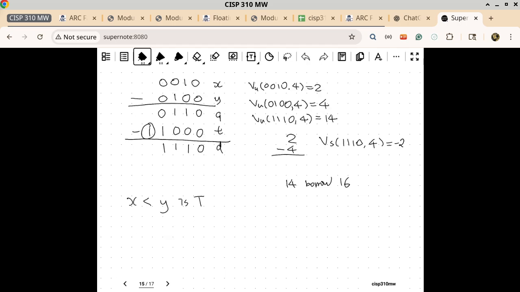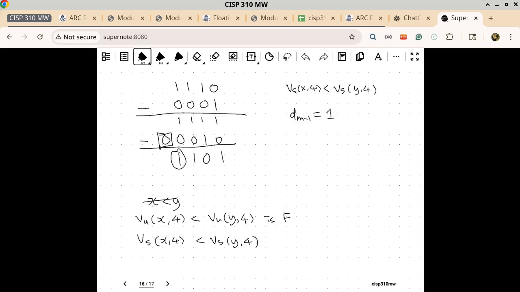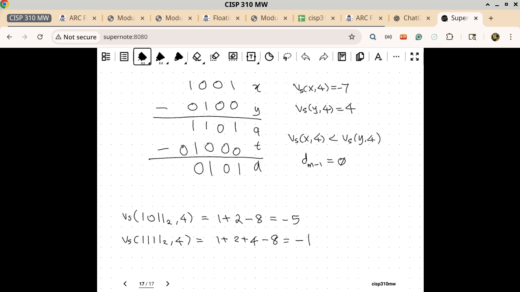And we look at another case here, even this one. In this case, we also say vs x4 is less than vs y4, and you can see that d subscript m minus 1 is also a 1. So it works in this case, it works in this case, but it doesn't work in this case. So why is it not working? Well, what is the actual value of -7 minus 4? Without thinking about binary numbers, what is -7 minus 4?